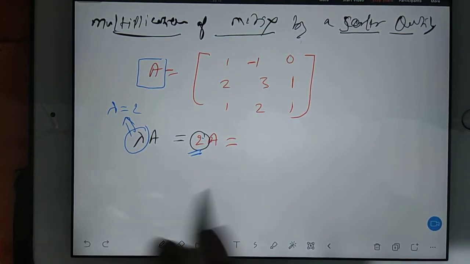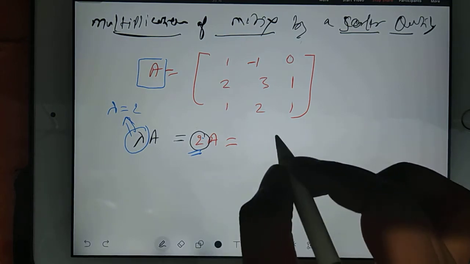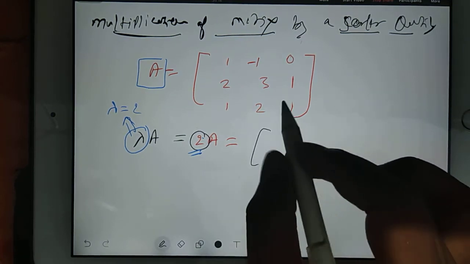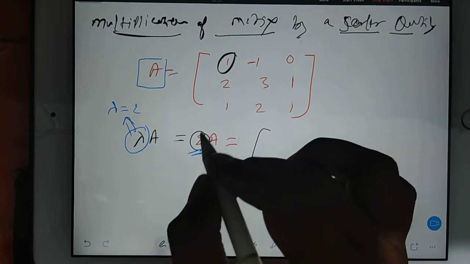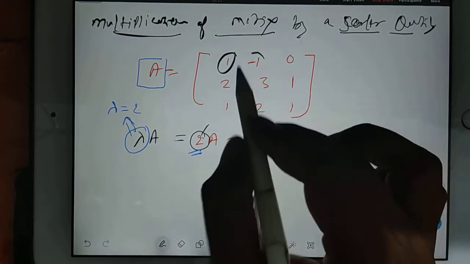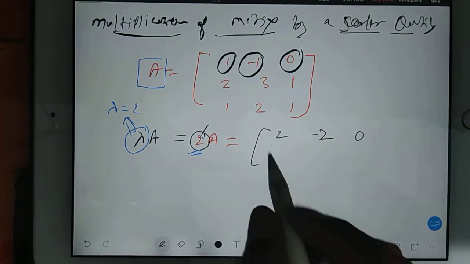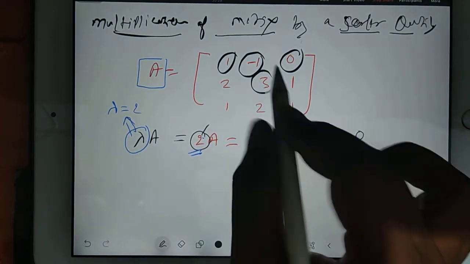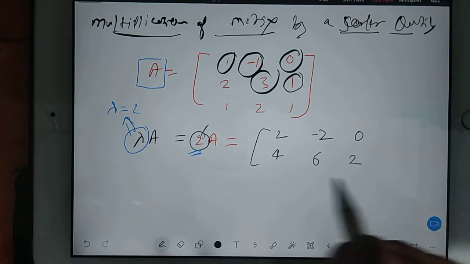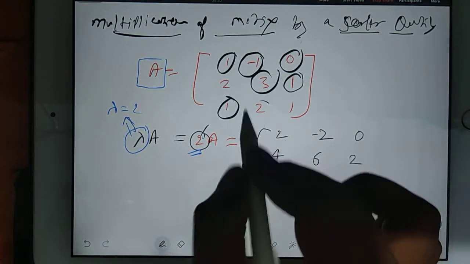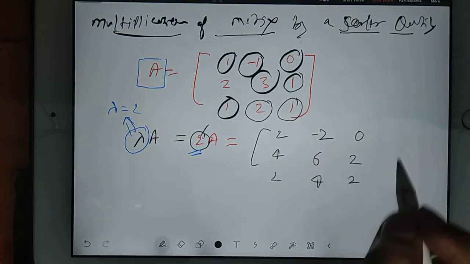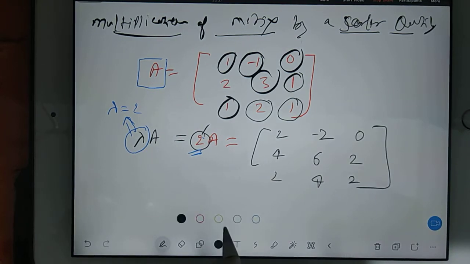So your 2A will be the new matrix. If you multiply 2 here, 1 into 2 will be 2. Then 2 into minus 1 is minus 2. 2 into 0 is 0. 2 into 2 is 4. 2 into 3 is 6. 2 into 1 is 2. 2 into 2 is 4. 2 into 1 is 2. My multiplication is correct, I hope.